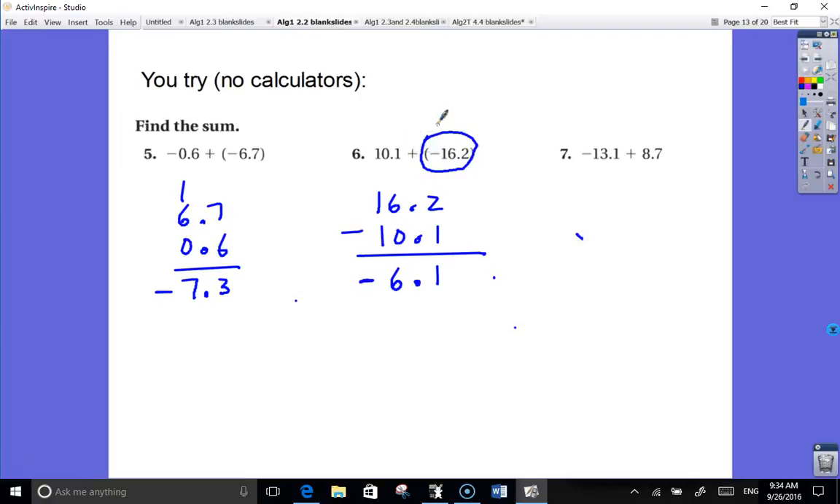Okay, what about the last one? Same thing, right? The last one, the bigger of the two, is a negative number. So we need to subtract 13.1 minus 8.7. 11 minus 7? 4. Remember, if you're going to do this, usually we would borrow a 1, like that. 12 minus 8? 4. And the sign we said is negative because that's the bigger of the two.